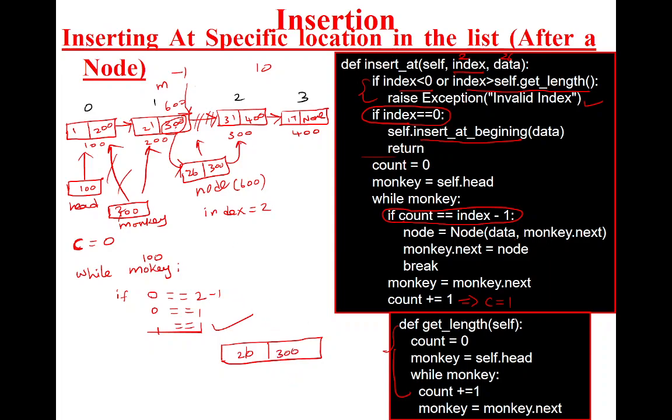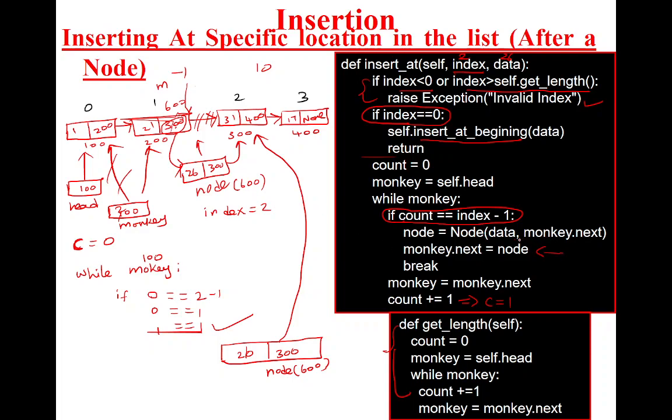See? So this is pointing to node 300. Then I have to change this place. What is the name of this place? Monkey.next. I am going to give monkey.next equal to the newly created node. What is the newly created node? 600. Okay, so this line will be changed into 600.